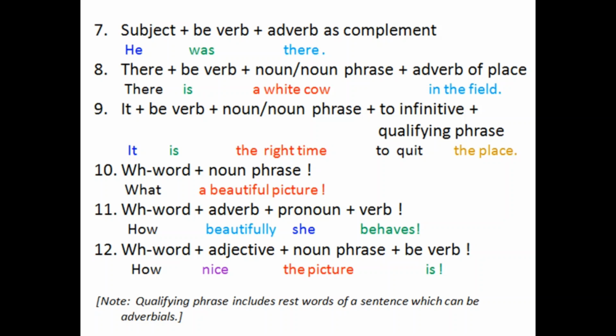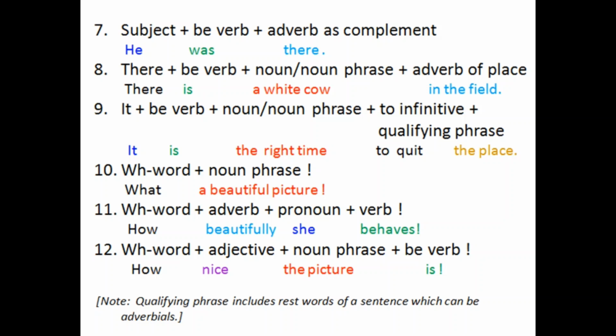Next, it plus be verb plus noun or noun phrase plus to infinitive plus qualifying phrase. So the sentence is, it is the right time to quit the place. Next, WH word plus noun phrase. So the sentence is, what a beautiful picture. Next, look at the sentence, how beautifully she behaves. Here, WH word plus adverb plus pronoun plus verb structure is followed.